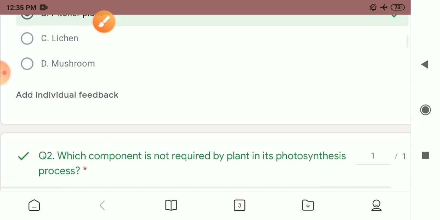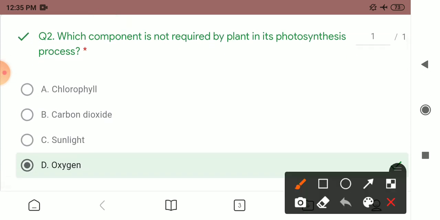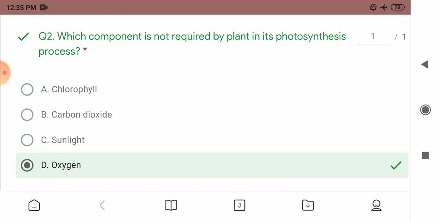Next is second number. Which component is not required by a plant in its photosynthesis process? Which is not required? The options are chlorophyll, carbon dioxide, sunlight or oxygen. So here your answer is option D, that is oxygen. Oxygen is not required by the plant in the process of photosynthesis. The rest of the options, that is chlorophyll, carbon dioxide and sunlight, all these are required by a plant to make its own food by the process of photosynthesis. So here your answer is option D.